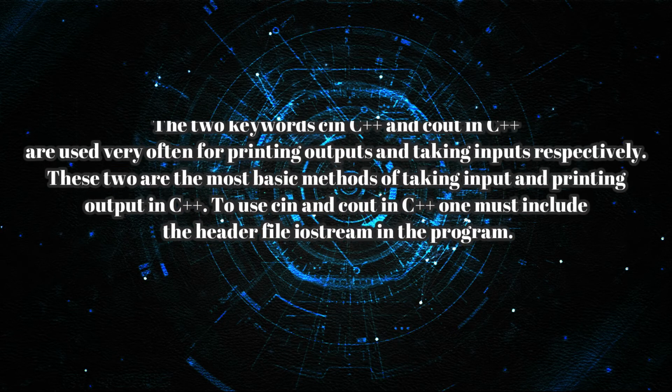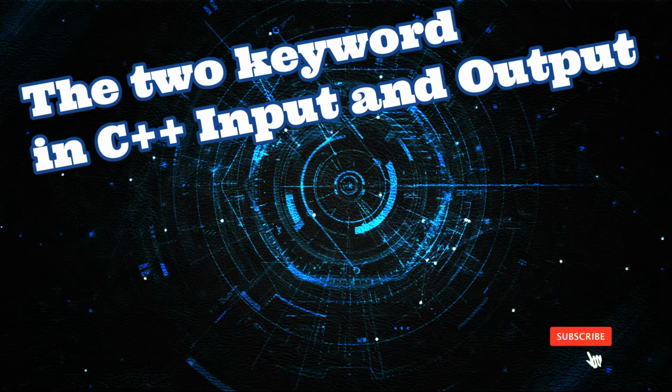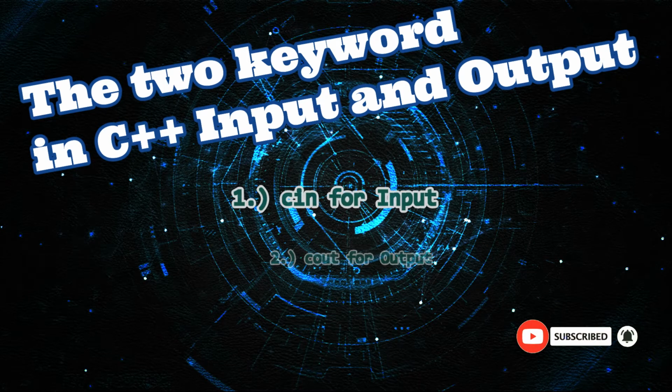The keywords cin and cout in C++ are used for taking inputs and printing outputs respectively. These two keywords are the most basic methods for printing outputs and taking input in C++. To use these keywords, the header file iostream must be included in the program. The two keywords in C++ input and output are cin for input and cout for output.